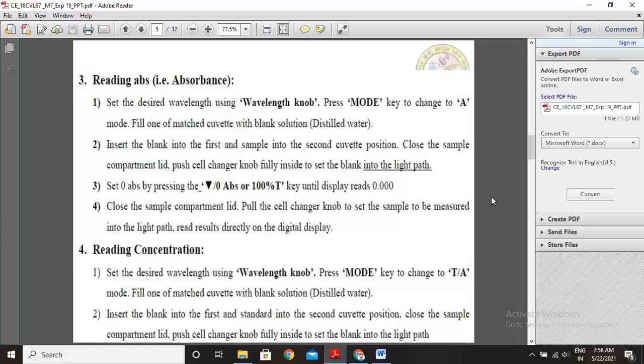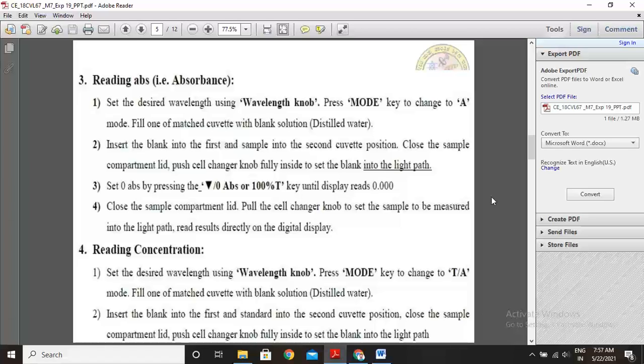Next, how to read absorbance. Reading of ABS is nothing but absorbance. Let us see the steps. Set the desired wavelength using the wavelength knob. Press the mode key to change to A mode. Fill one of the matched cuvettes with blank solution, that is distilled water. And second step, insert the blank into the first and the sample into the second cuvette position.